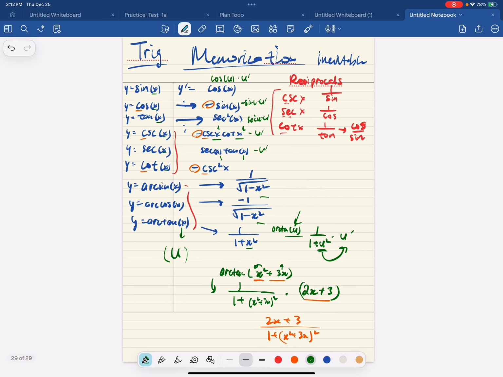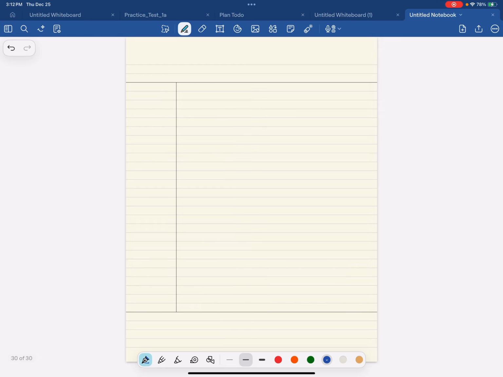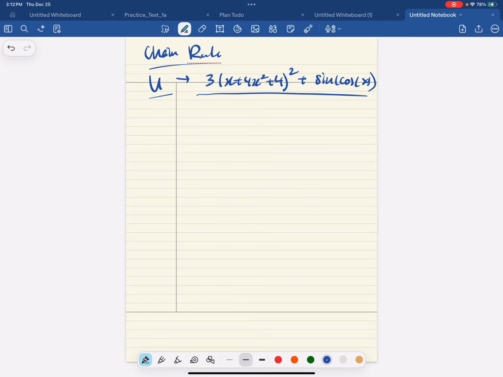So that's what I was kind of supposed to jump into now. It's the chain rule. Chain rule, the name just says it. Basically, a function could have a lot of things inside it. It could be a 3x plus 4x to the 2 plus 4 to the 2 plus sine of cos of x, let's say. And there's a lot of chain rule inside here because there is a global function, and a smaller function inside it.